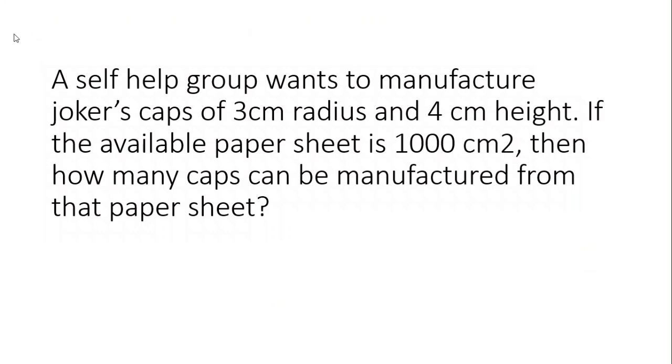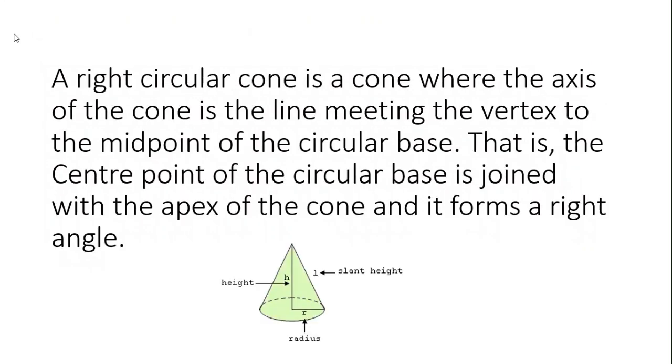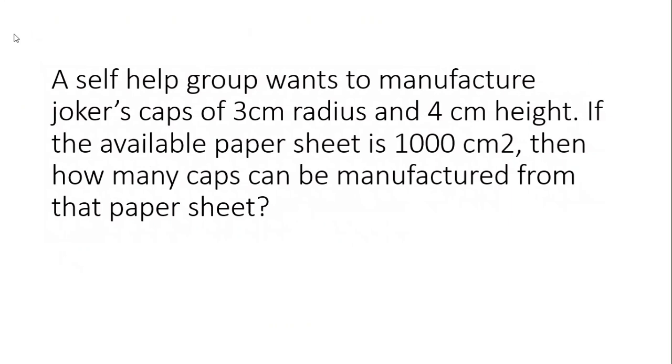Okay, here what is given: a self-help group wants to manufacture joker's caps. Obviously we know joker's caps will be in the form of a right circular cone. For each cap they have given some measurements. The radius of the cone is 3 centimeters and the height of the cone is 4 centimeters. Slant height is not given. We need to mention that point here.